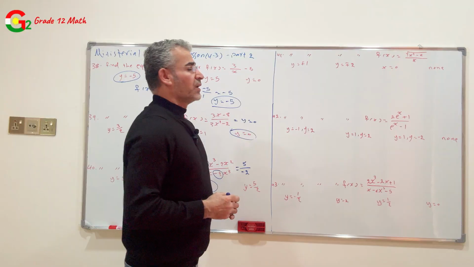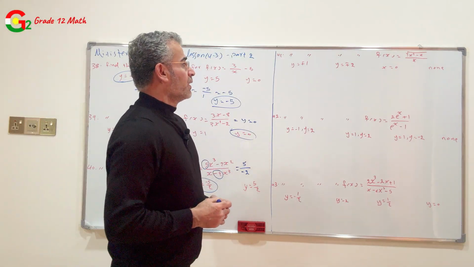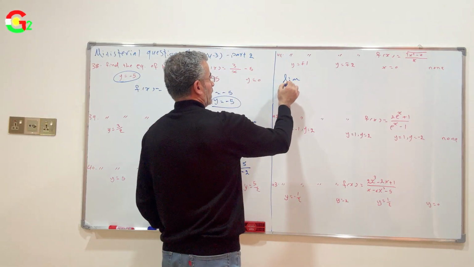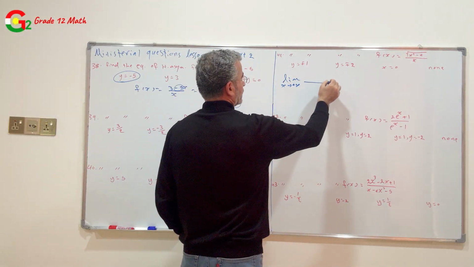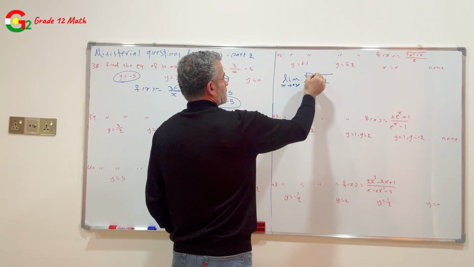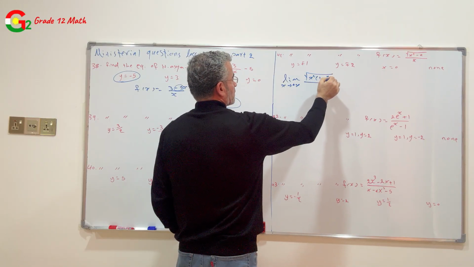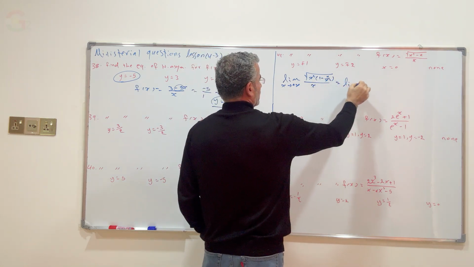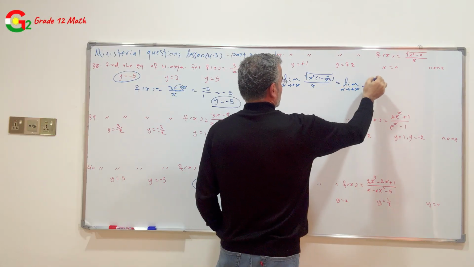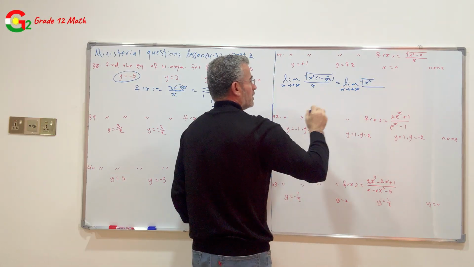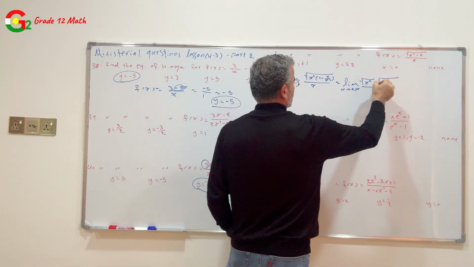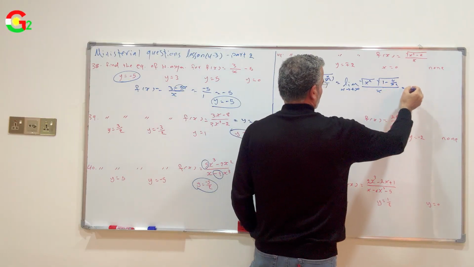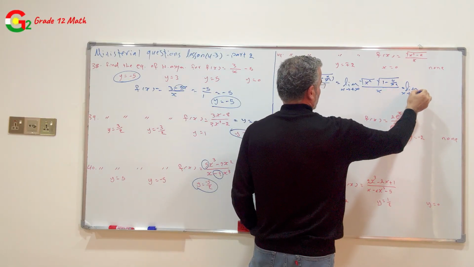Question number 41. Find the equation of the horizontal asymptote for f(x) = sqrt(x^2 - 4)/x. Find the limit when x approaches positive infinity for this function. Factorize x^2 in the numerator: sqrt(x^2(1 - 4/x^2))/x, limit as x approaches positive infinity. Separate the square root by writing sqrt(x^2) times sqrt(1 - 4/x^2) over x.